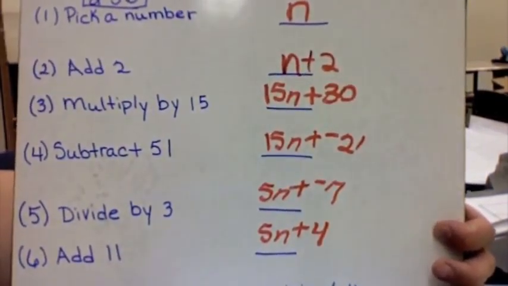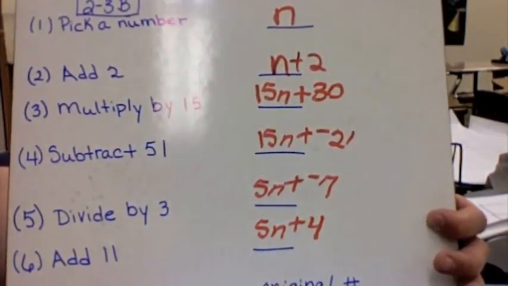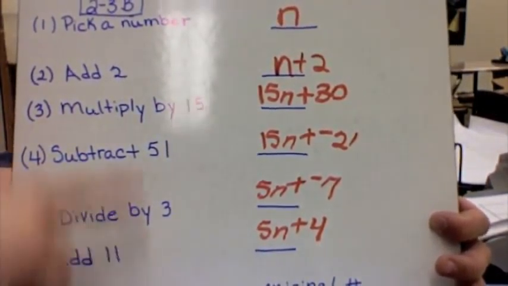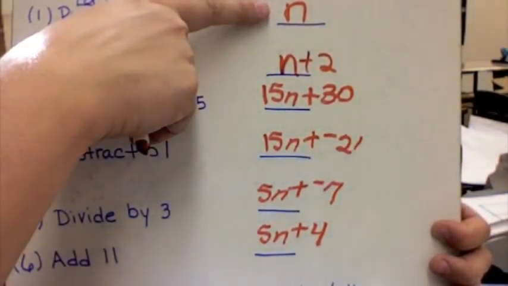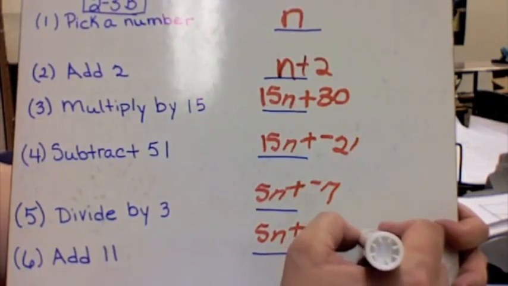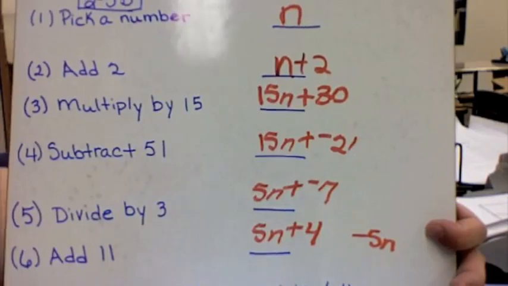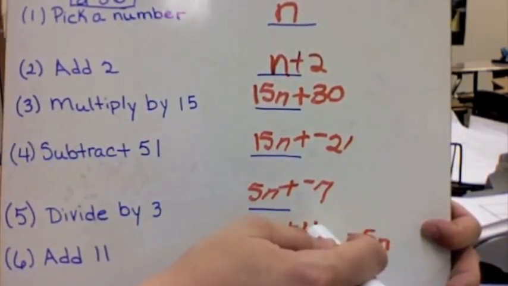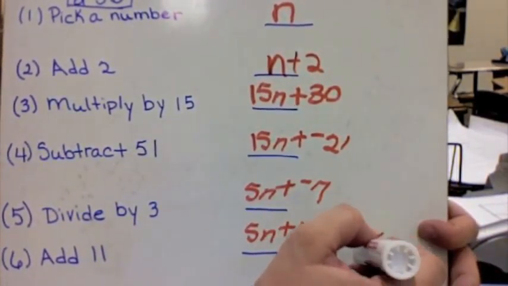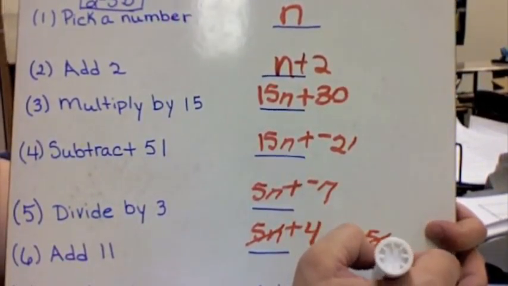The last step says to subtract 5 times your original number. Well, our original number was n, so to subtract 5 times that, we would be subtracting 5n. If we have 5n plus 4, and we take away 5n, those cancel out, and that leaves you with 4.